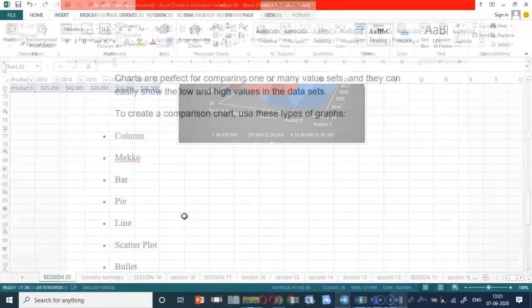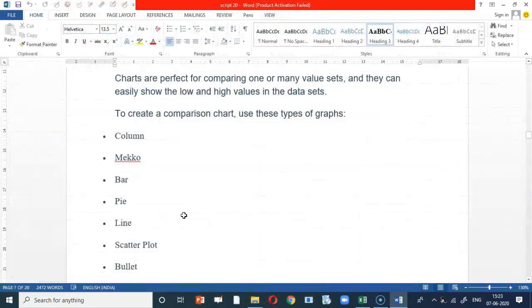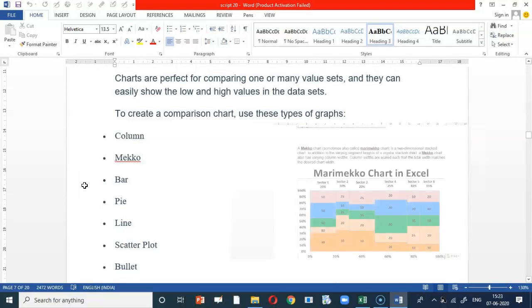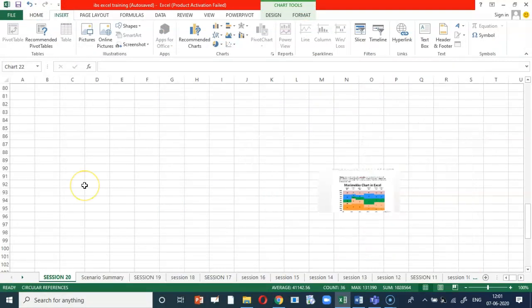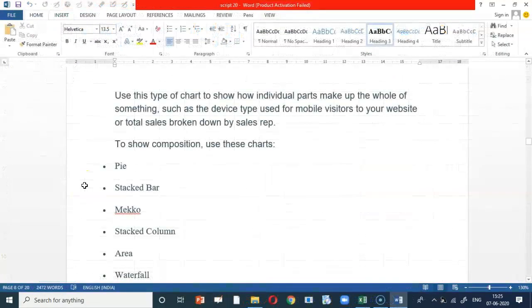So first one, do you want to compare values? If one wants to compare values, then the charts which should be used are column, bar, line. Want to show composition? We can use this type of chart to show how individual parts make up the whole of something, such as device type used for mobile visitors to your website, or total sales broken down by sales representative.